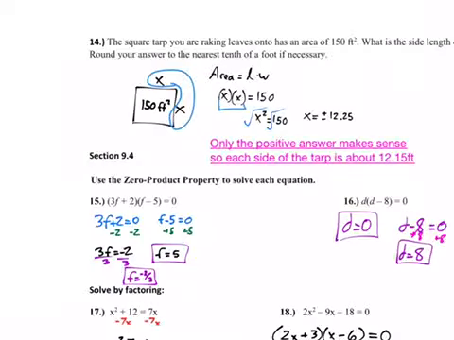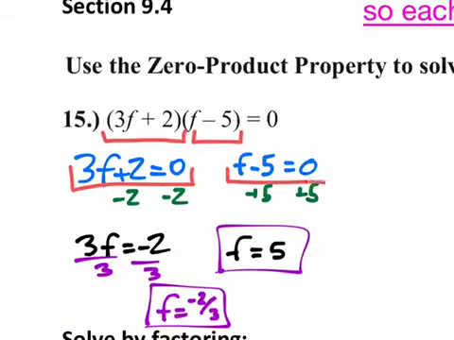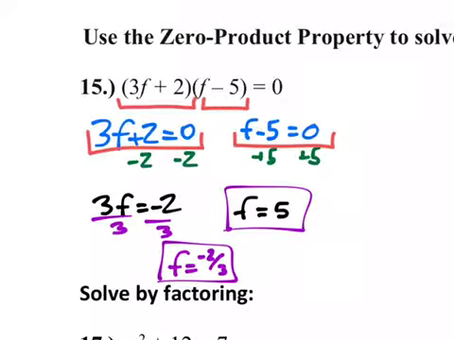Okay, zero product property to solve each equation. Zero product property is once you have it factored, so this was already factored for us, you take both of those pieces and you set them up equal to 0 and then solve for the variable. Alright, so on this one it's a two-step where we had to subtract 2 and then divide by 3. This one we simply added 5 on each side to get its answer.